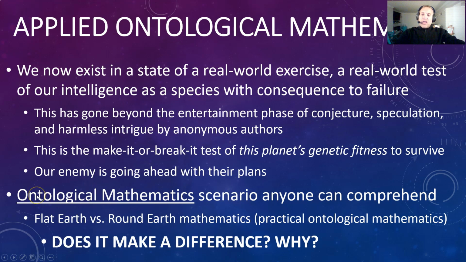So this is an ontological mathematics scenario which anyone can comprehend. Flat Earth versus round Earth mathematics. This is very practical ontological mathematics. And the question is, does it make a difference and why? That's a pretty simple concept. I think even most people who aren't considered very highly intelligent can comprehend that problem.